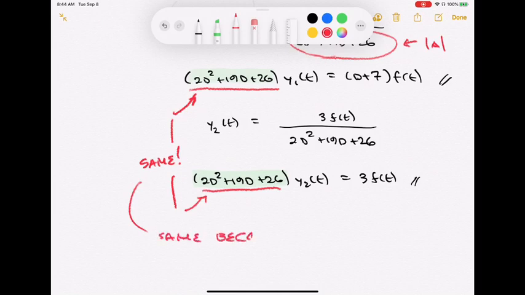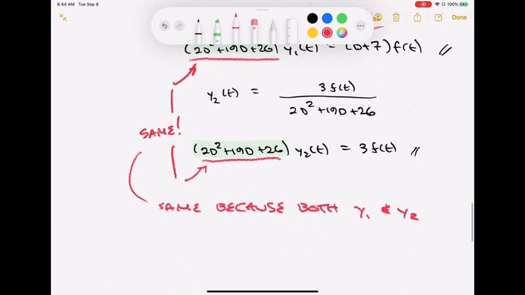They are the same because both y1 and y2 share the same underlying circuit.